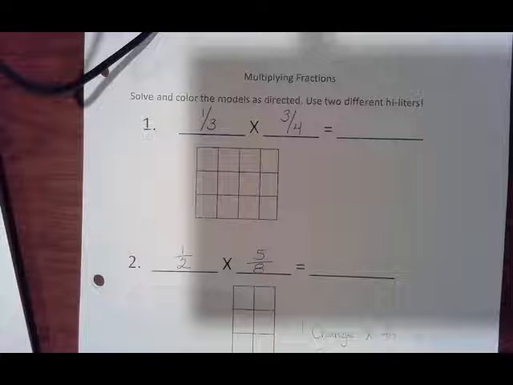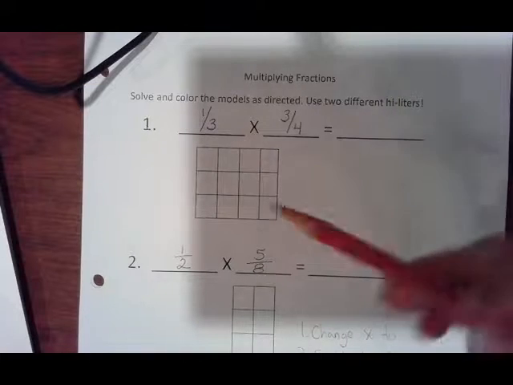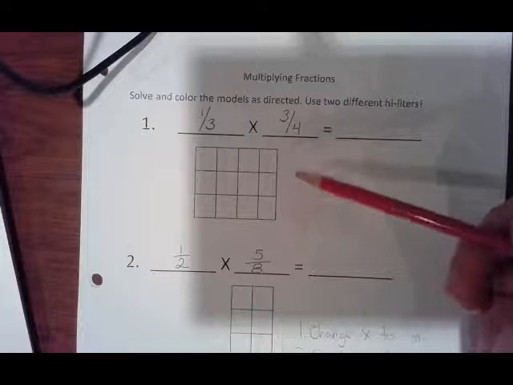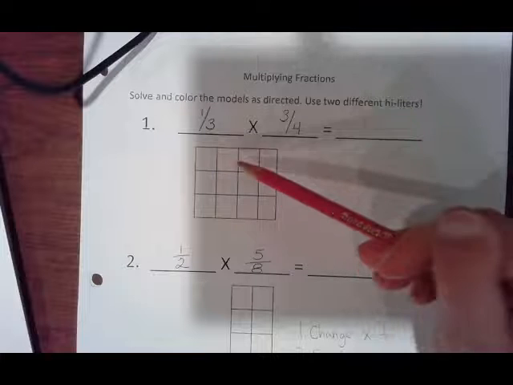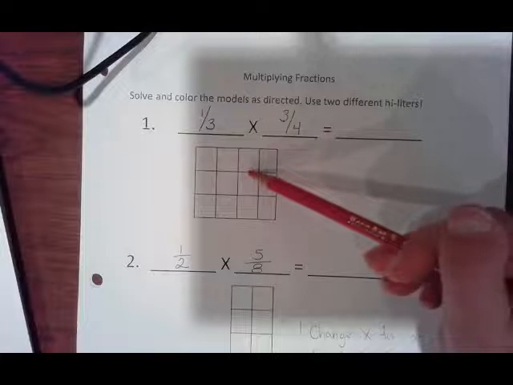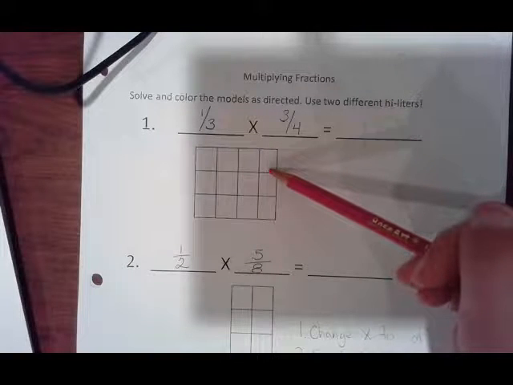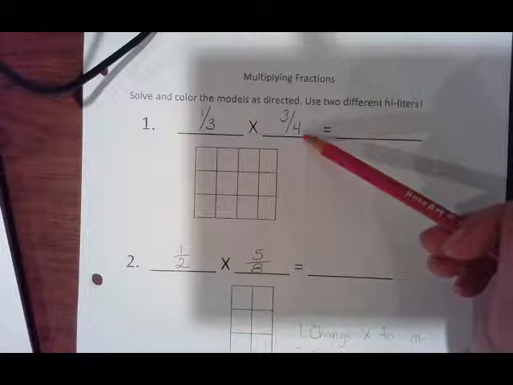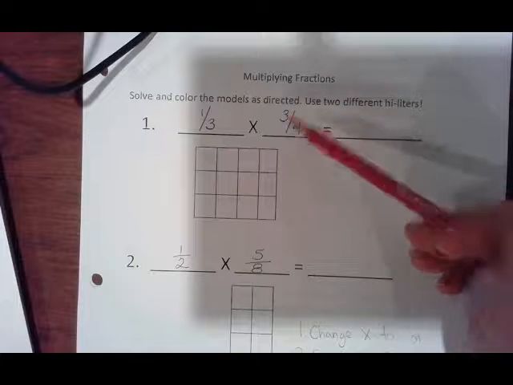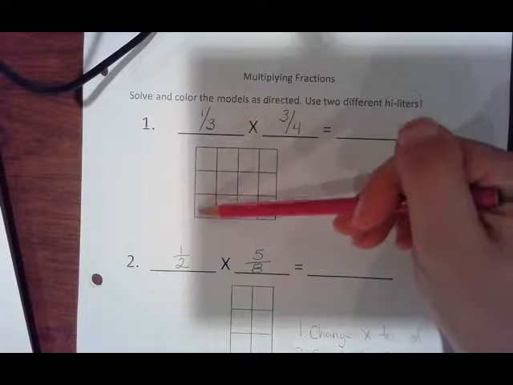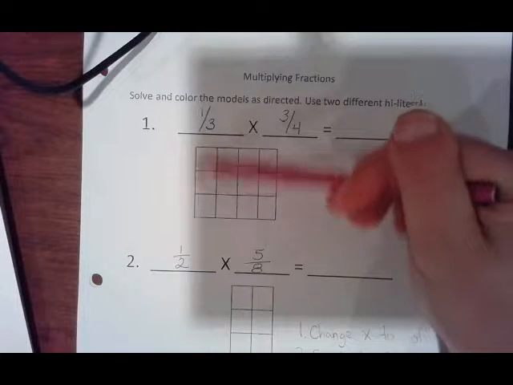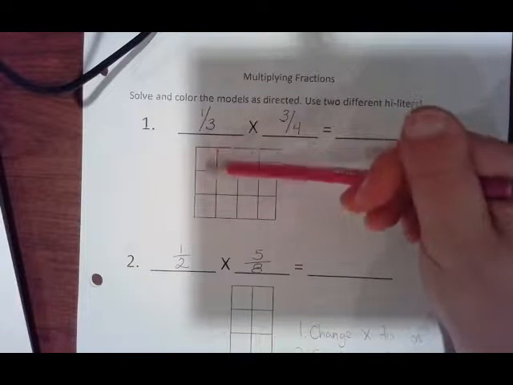So for the first one, number 1, 1/3 times 3/4. So you can see my grid here, and it's already split up. If I look at the columns, they're split up into fourths. So which fraction has it split up into fourths? This one. And how many fourths should I shade in? I should shade in 3 columns, 3 out of the 4. So go ahead and shade those in.